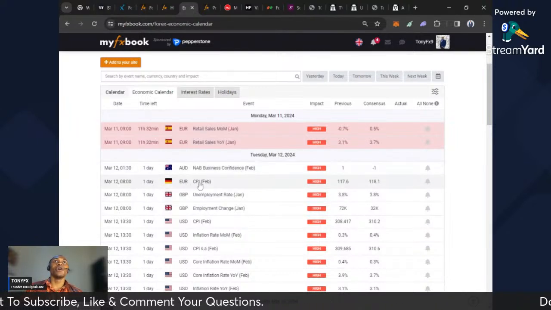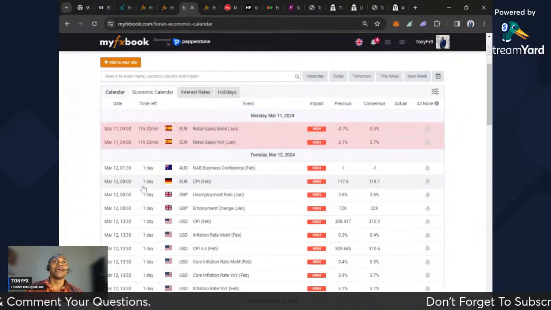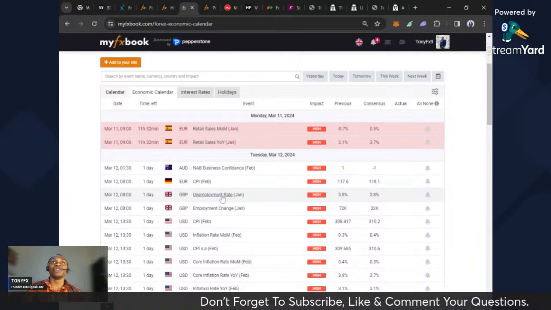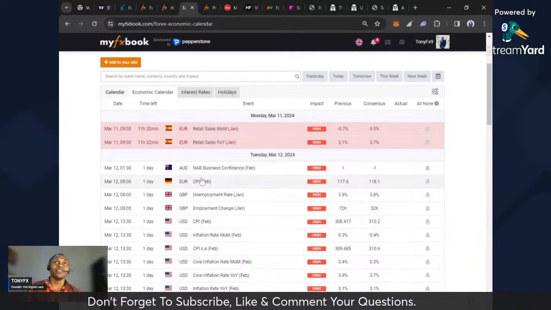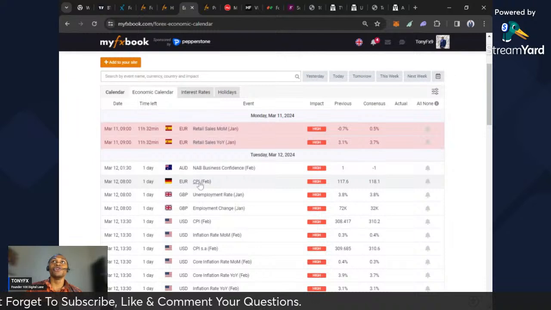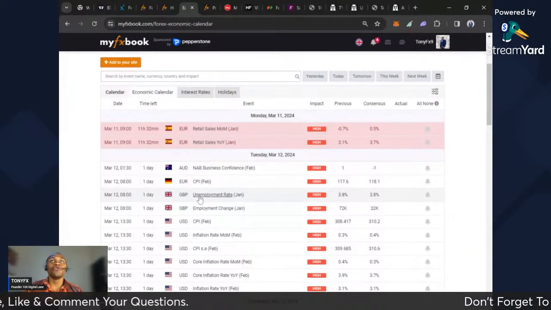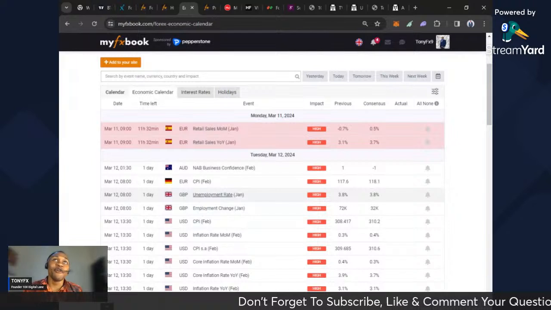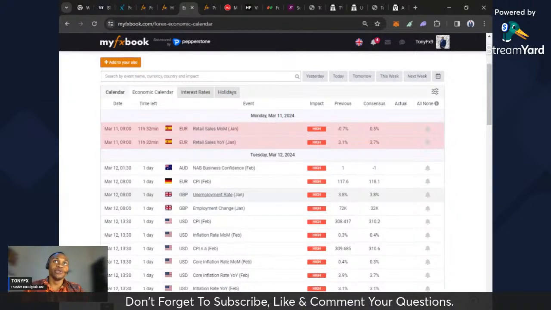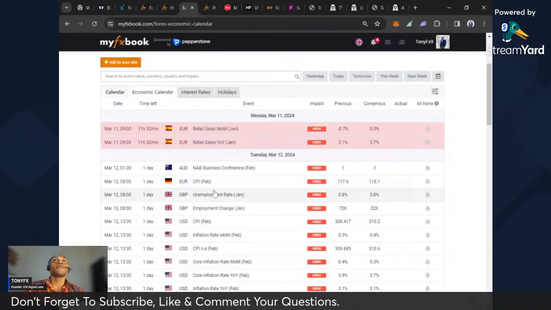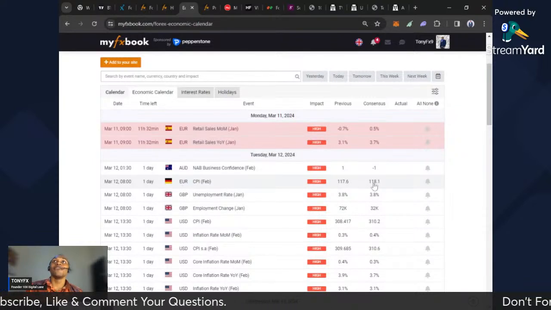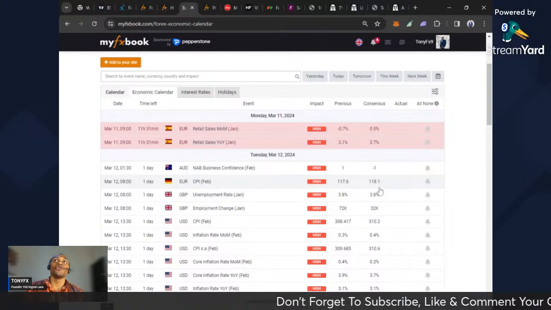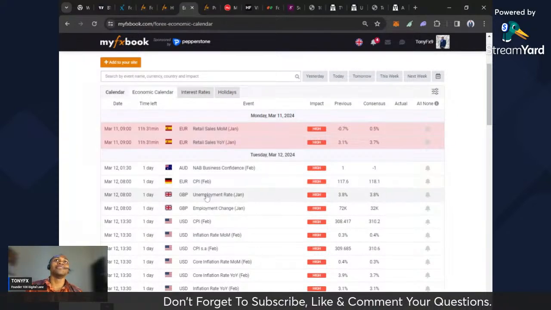On Tuesday as well, we have Euro CPI, Consumer Price Index, by 8 o'clock London session, and the GBP unemployment rate. The CPI is high impact news, inflation for Euro. You can remember last week Euro had their interest rate unchanged, and it made their currency very weak. So on Tuesday we have CPI for Euro: if the figure is higher than 118.1, it is good for Euro. If it is lower than 118.1, it is bad for Euro.